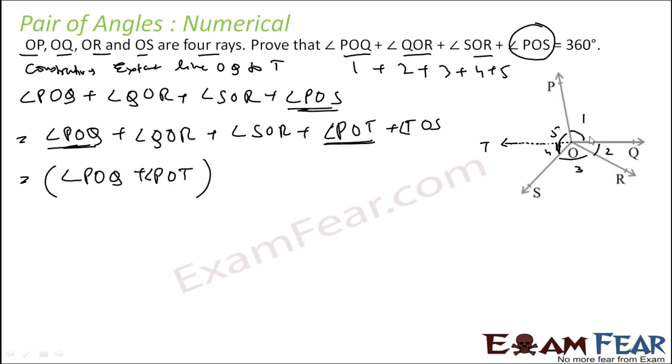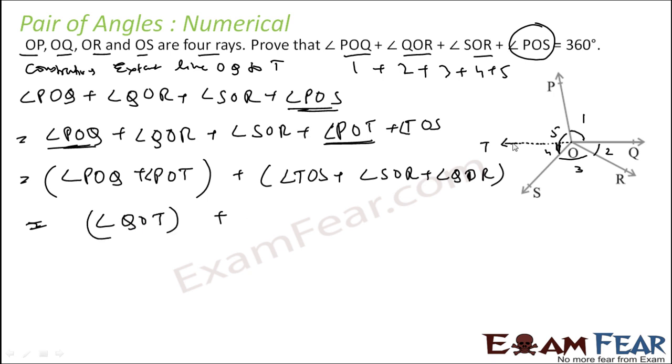This is one. And then the remaining: TOS plus SOR plus angle QOR. Now if you add these two angles, POQ and POT, what do you get? Angle QOT. And if you add these three angles, you also get angle QOT. What is angle QOT? 180. You add this, you get 360. So first we solved it and then we wrote plain English.